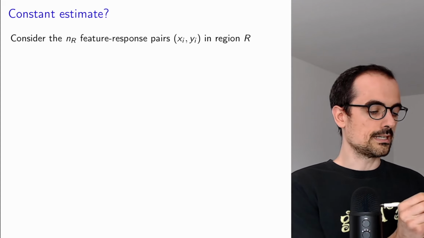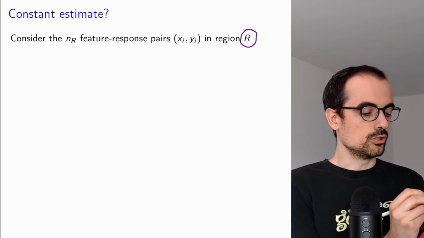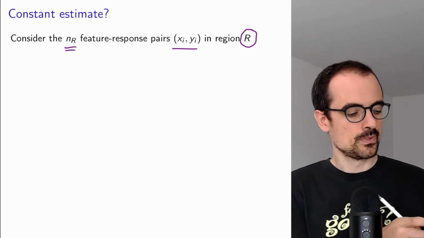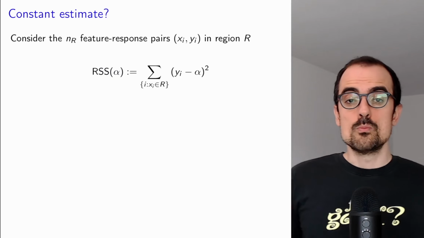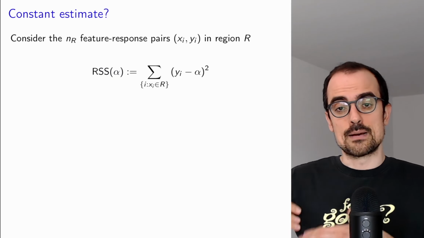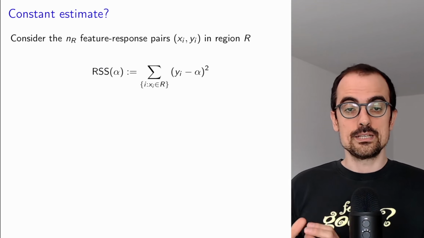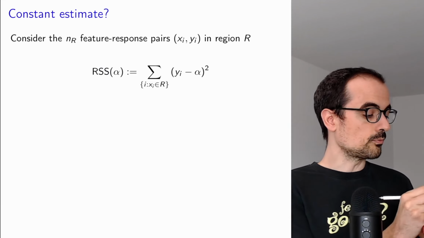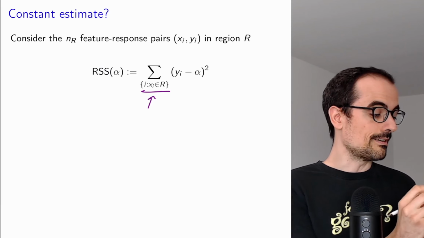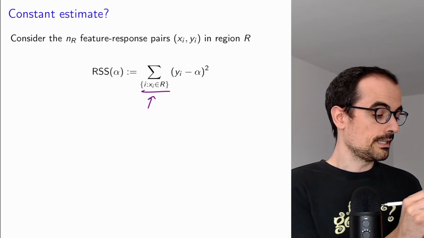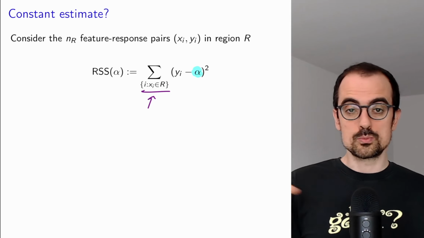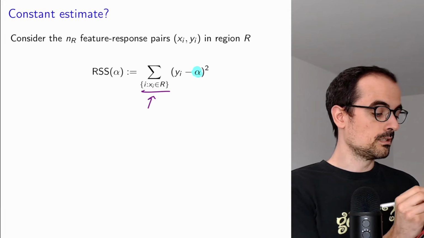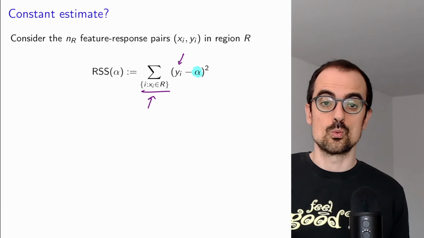So consider a certain region R that contains some of these data points, in particular contains NR data points. What we're going to do is minimize the sum of squared errors, which is an approximation of the mean squared error of our estimator for the data points that fall into that region. And we have decided that our estimate within that region is going to be a constant. So for all those points, they're going to have the same constant, and we want that constant to approximate their responses as well as possible.